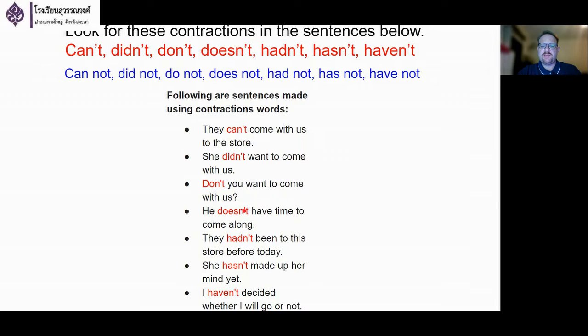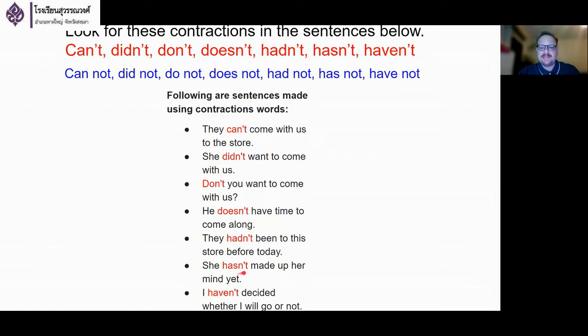D-O-E-S-N apostrophe, where the O used to be, T. Doesn't. They hadn't been to this store before today. They had not been to this store before today. Had not. Again, not. Whenever there's not as the second word, the O is being taken away and that apostrophe is put in place. So that apostrophe is like eating the O and taking its place.